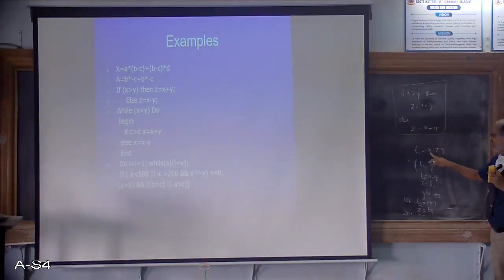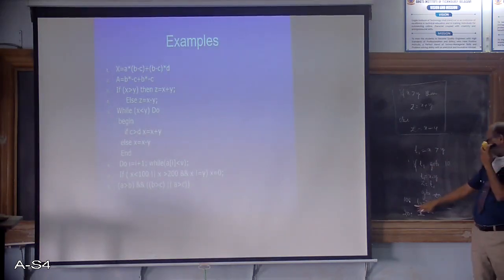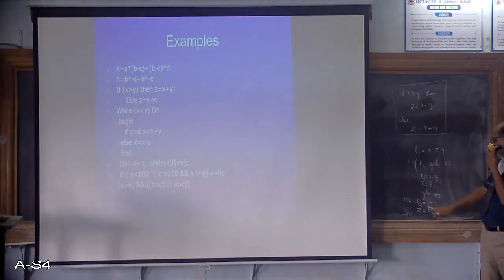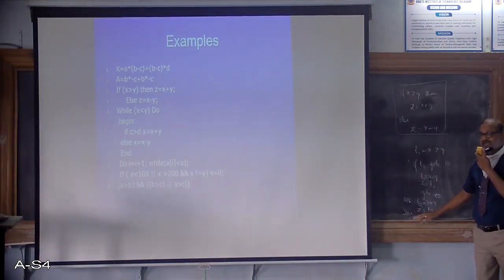I have evaluated x greater than y into some temporary, which will have a Boolean value, either true or false. True is one, and false is zero. So if true, I'm going to label 10, where I'm going to evaluate z equal to x plus y. So t2 equal to x plus y, z equal to t2, and then after that, the execution begins with whatever statements are there at line number 20.